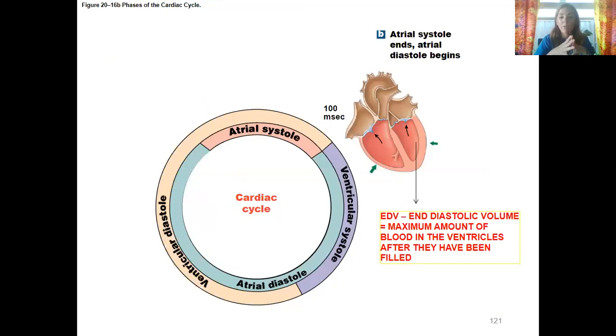So for our EDV, remember this stands for end diastolic volume. I had you do the representation with your hands, with the hands in a relaxed state. So this is representing diastole. However much blood is in the ventricles when they have been completely refilled in their relaxed state, that's going to be your EDV, your end diastolic volume.